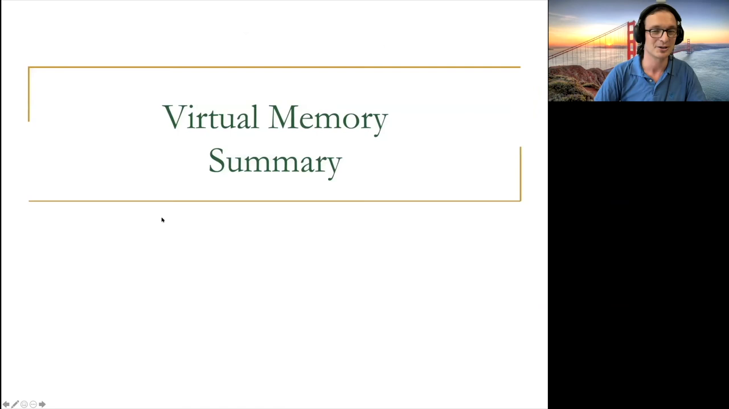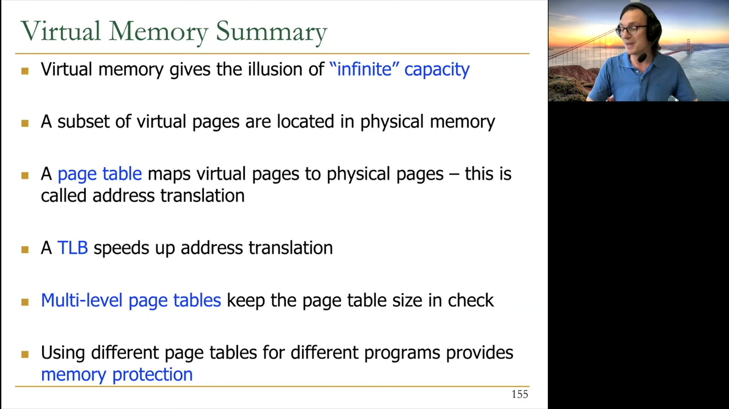Okay, so we're at the end of virtual memory. So to summarize, virtual memory has a lot of benefits. It gives the illusion of infinite capacity. And we already discussed everything, so I'm not going to go through all of this again. This is a summary of everything we discussed. But it provides you the illusion of infinite capacity. It also provides you protection. That's very important. And there are a lot of issues that you need to solve along the way. And those issues all exist in real systems, and they're solved in some way.